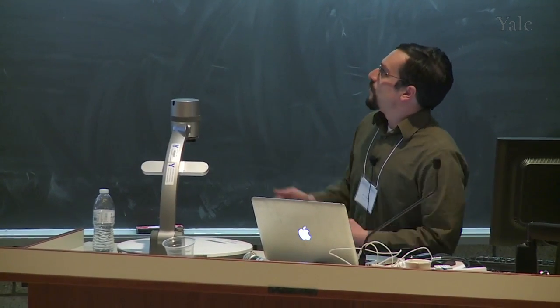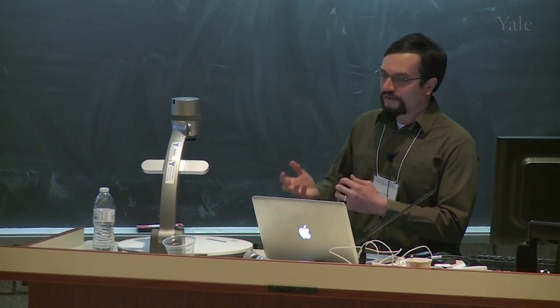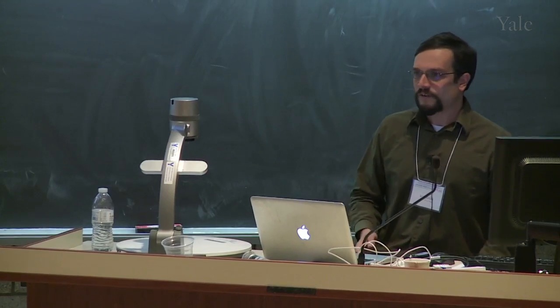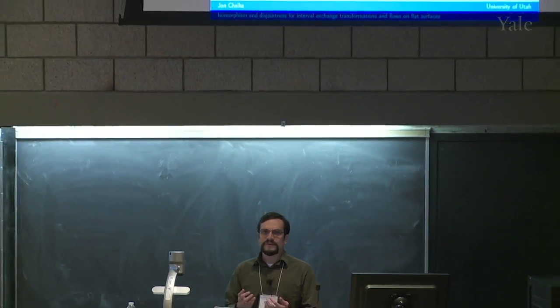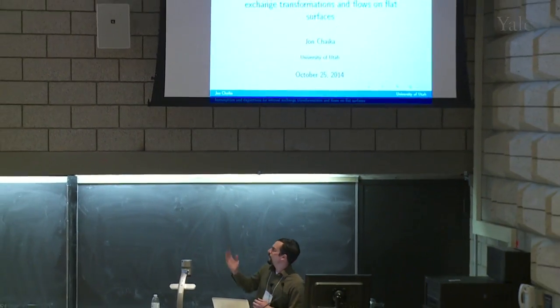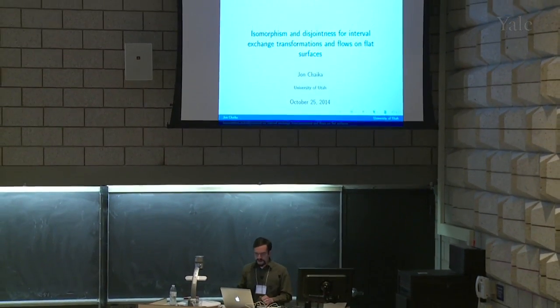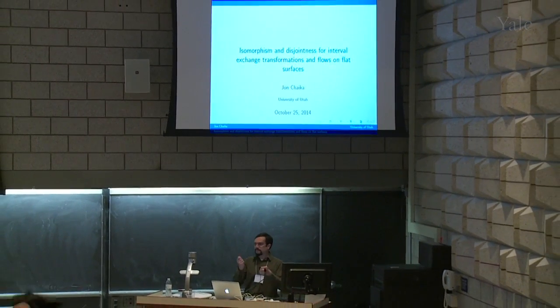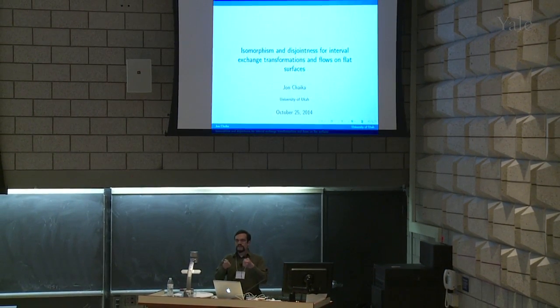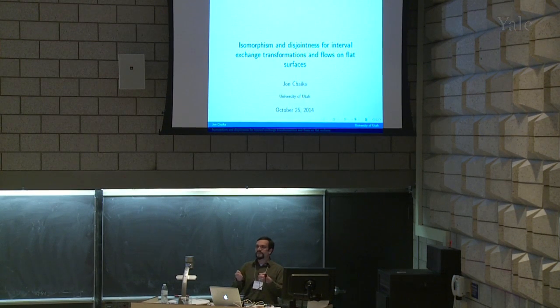So I'm going to be talking today about interval exchange transformations and flows on flat surfaces, a subject I like a lot. And in particular, I'm going to be talking about the isomorphism problem and another thing called disjointness, which I'll introduce. And so the basic idea is, typically, does it happen that for some strange reason, most IETs are actually all the same? I don't know.